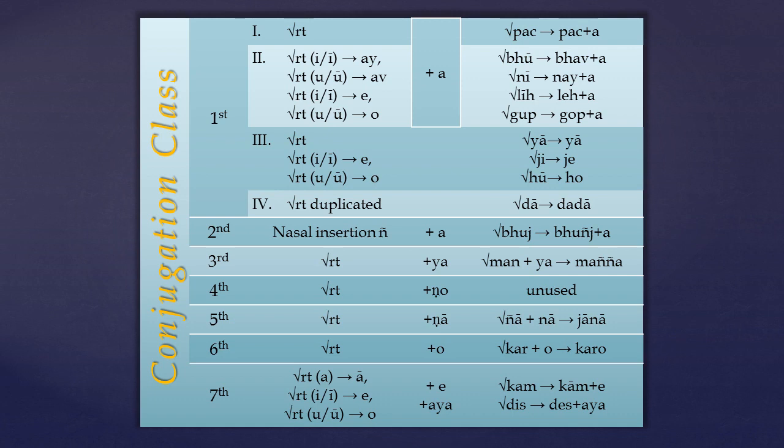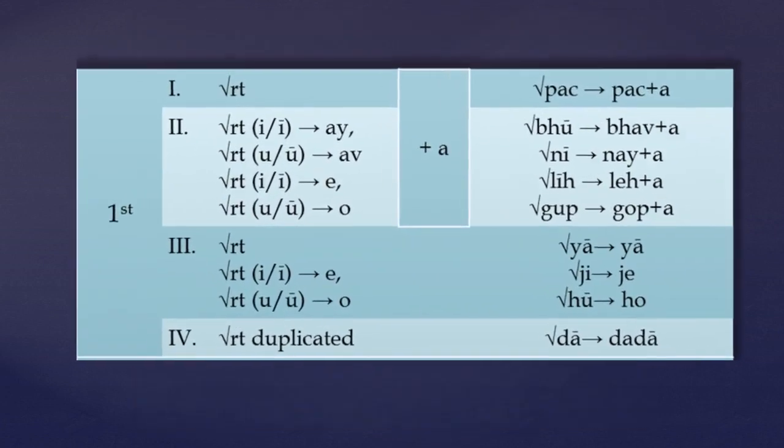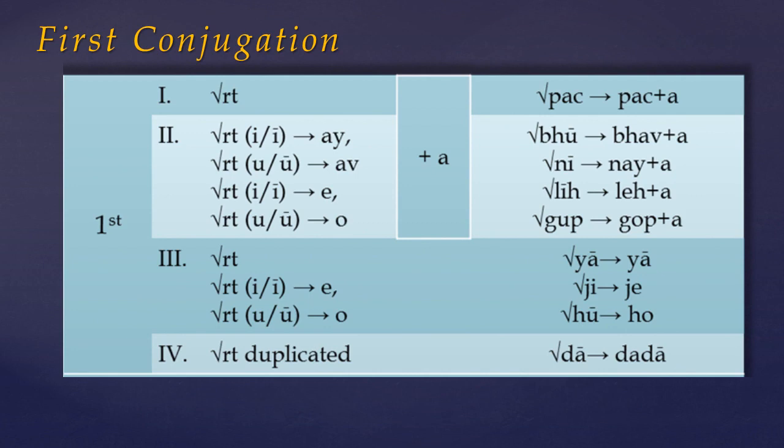Again, I must stress here that the term conjugation is used in a specialised way for a group of verbs which share a similar pattern of derivation. And in Lesson 1, Warder deals with just the first conjugation, so named because it's the most common. Now Warder numbers these classes from 1 to 7, so this first class has 4 subdivisions.